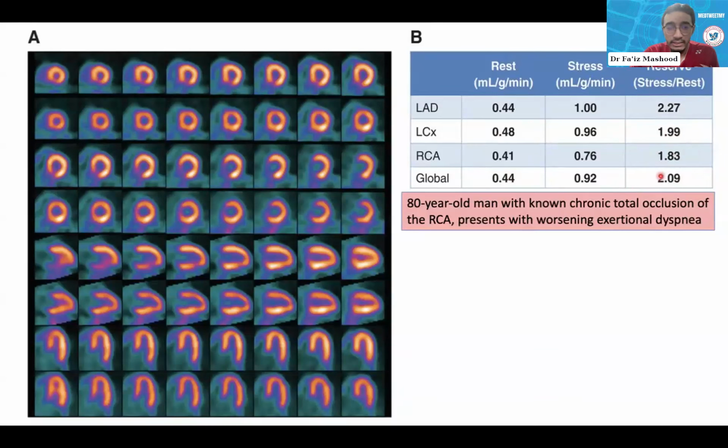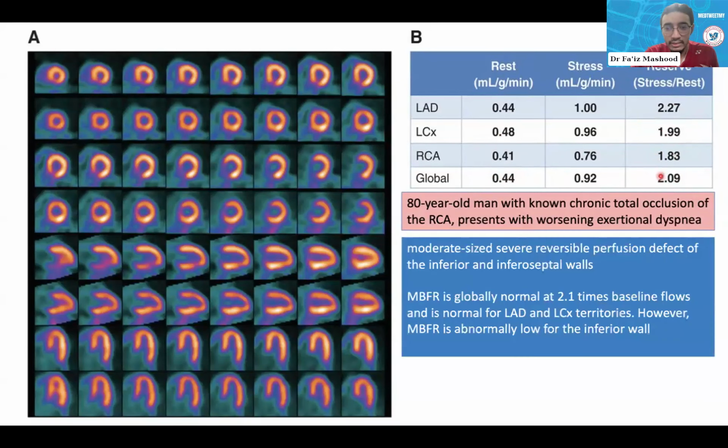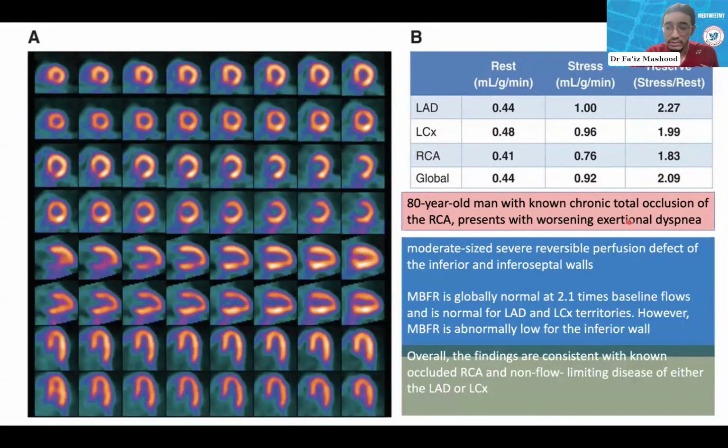So what's the finding for this PET scan? It's a reversible perfusion defect at the inferior and inferoseptal wall. We are talking about this segment. The MBFR is globally normal. However, the MBFR for the inferior wall, meaning RCA, is abnormal. So the conclusion is consistent with a known CTO of the RCA, but the LAD and left circumflex have non-flow-limiting disease, which means we can intervene or try to reperfuse the RCA, the CTO. Okay, that's about it for PET scan.